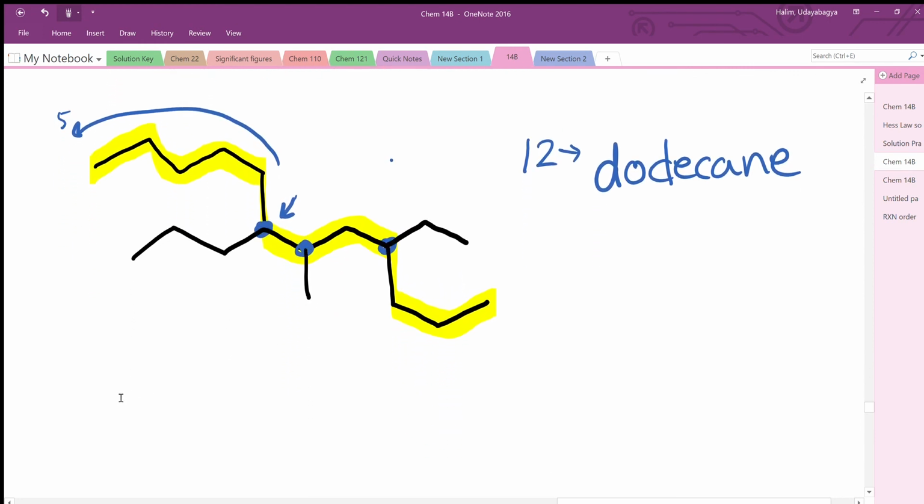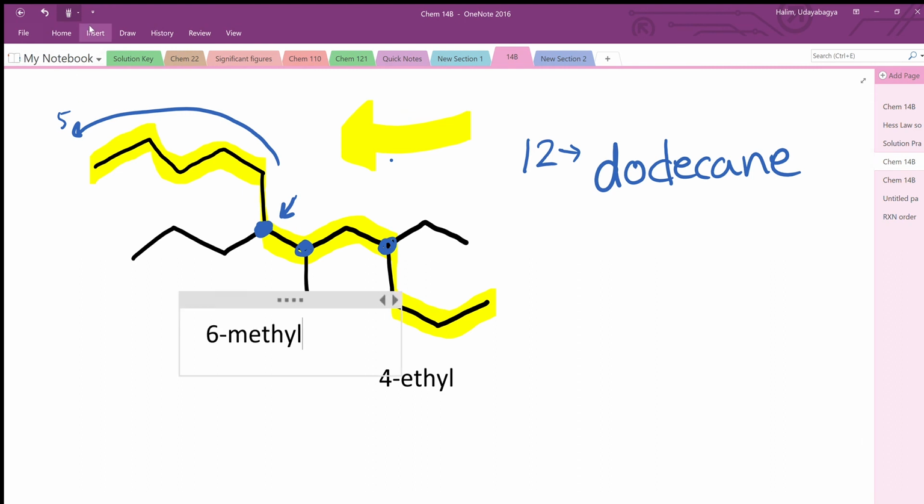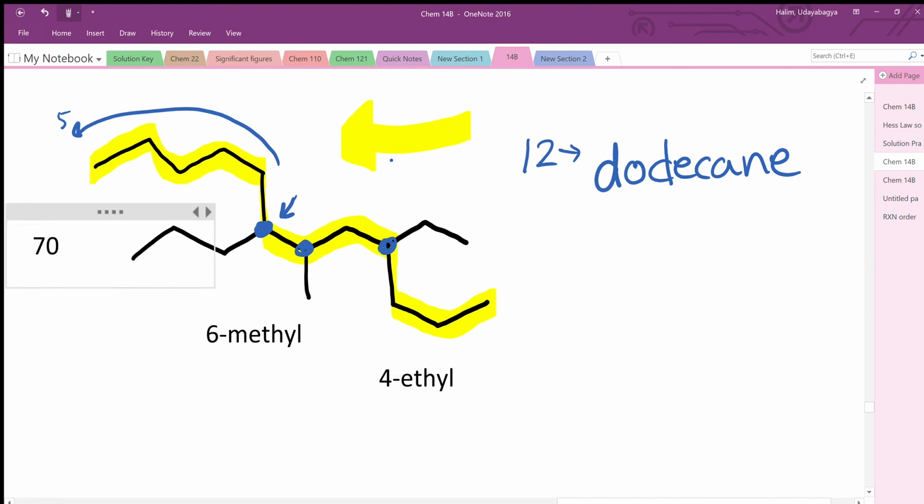So let me write it down. If I were to go that way, it is going to be the smallest possible number. So I should have in position number 4 an ethyl. I have 4, 5, 6 methyl. And then we also have the last one here, 7 propyl. Okay.